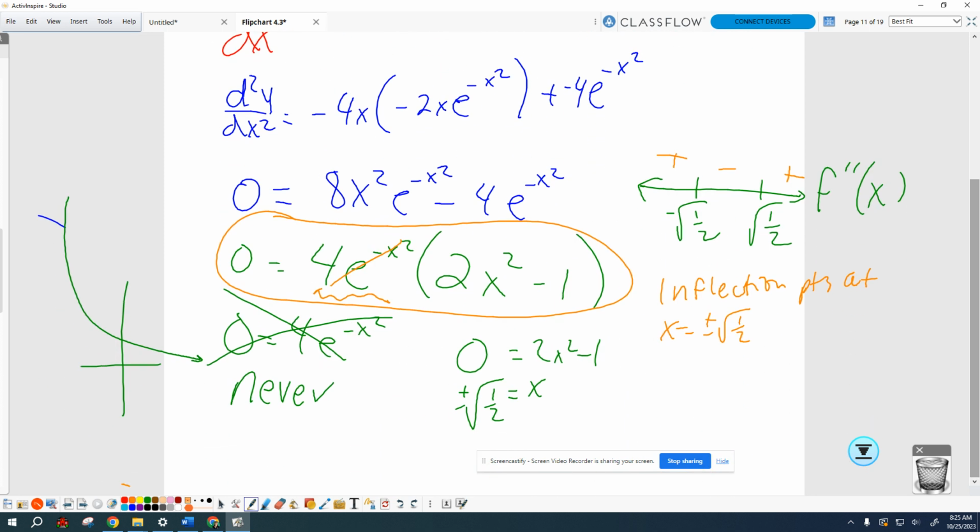So it's inflection points at these guys because f double prime was 0 and f double prime changed sign.